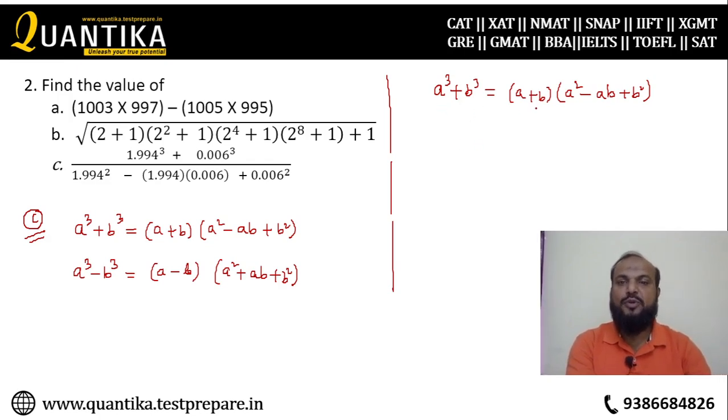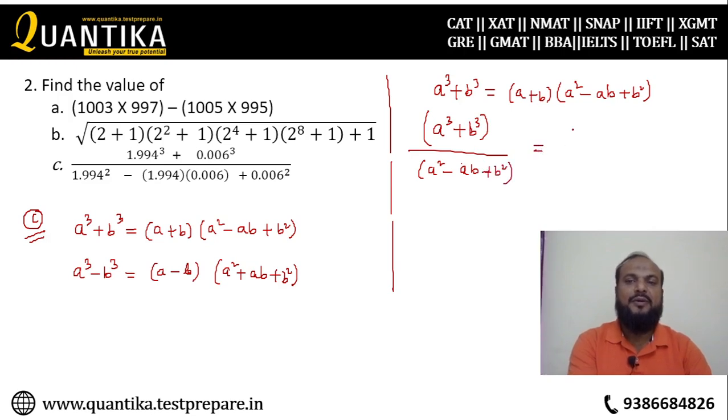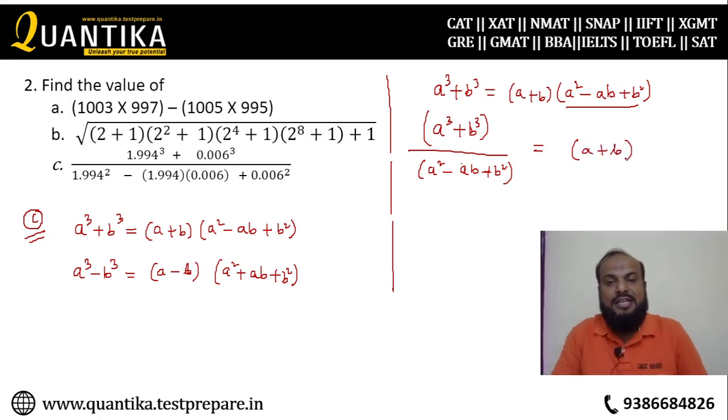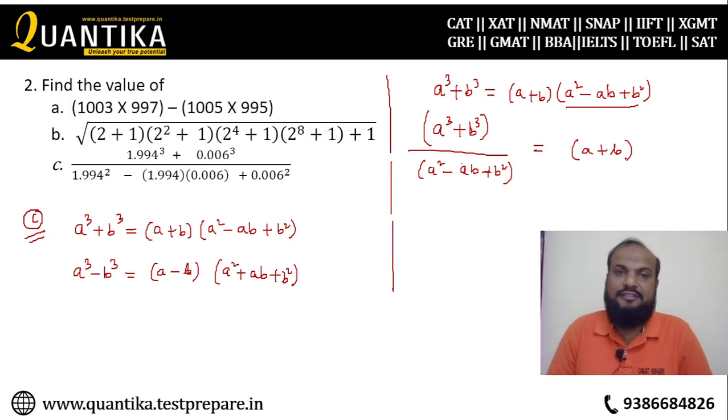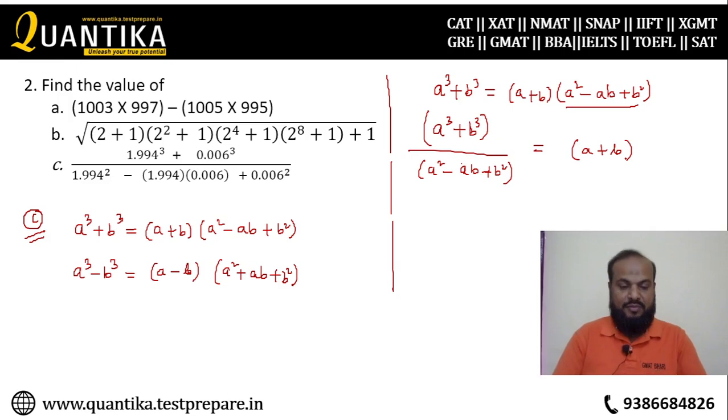Now A cube plus B cube is equal to A plus B. What will happen if I write this formula like this? A cube plus B cube divided by A square minus AB plus B square. If I divide the left hand side by A square minus AB plus B square, what happens to the right hand side? We already have this term, so this will be equal to A plus B. Now this application of this formula has appeared in a lot of exams previously, so there is a very high probability that it might be repeated in XAT, SNAP, NMAT or IPM Indore, Rohtak, any exam.